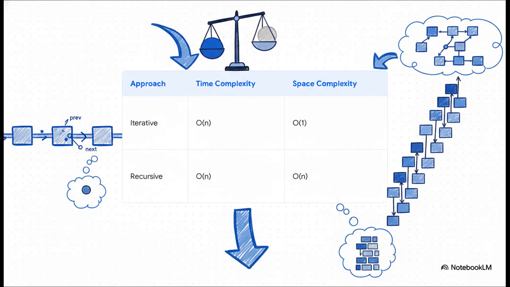Okay, let's talk performance, because this shows a really important trade-off. Both ways take what we call O(n), or linear time. All that means is that the time it takes is directly proportional to how many items are in the list. Makes sense. But the real difference here is space. The iterative way uses O(1), or constant space. It's just those three pointers, no matter if the list has 10 nodes or 10 million. Recursion, though, uses O(n) space because of something called the call stack. So for big lists, the iterative approach is way more memory efficient.